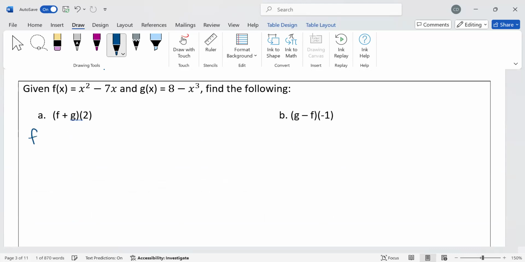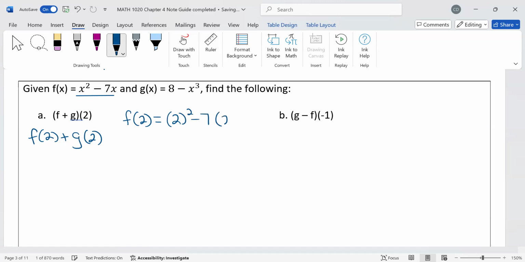So this is the same as f of 2 plus g of 2. To find f of 2, you're going to plug 2 into f. Right? That's going to be 4 minus 14. Gives me negative 10. And then I also need to find g of 2.